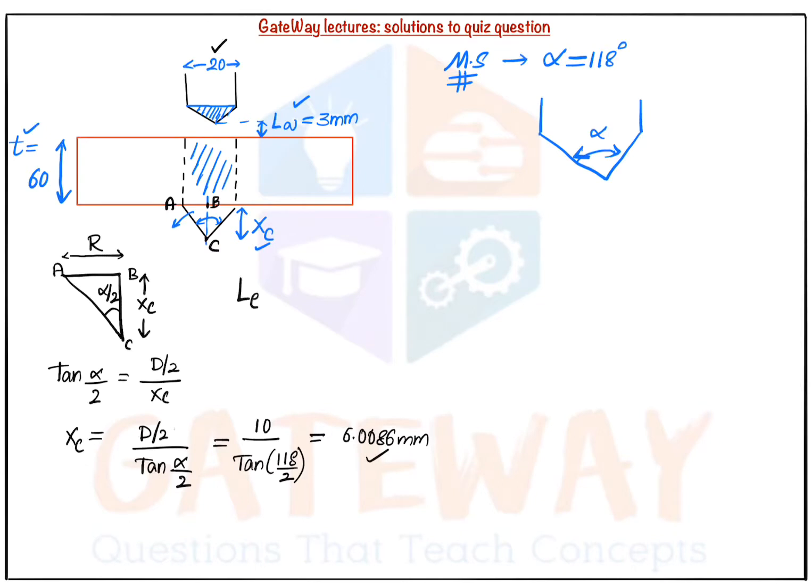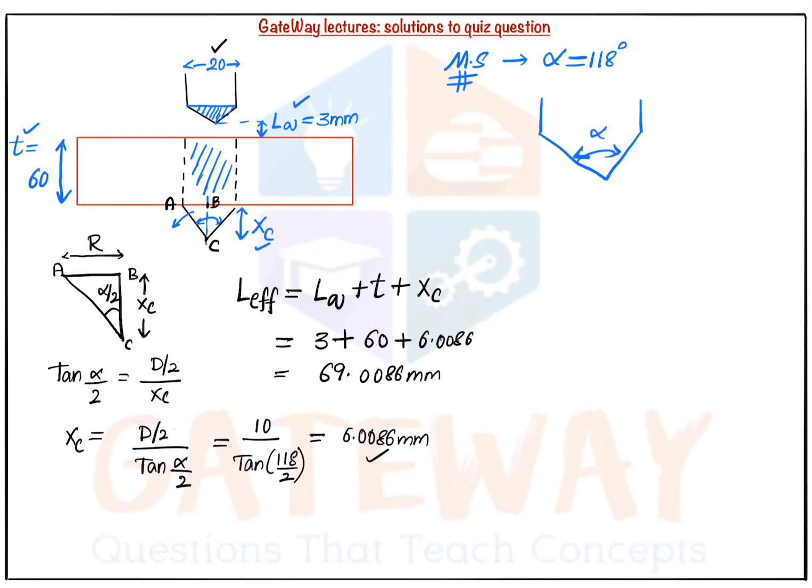Now we need to calculate the total effective length over which the machining operation is performed. Initially we have taken some approach, and we also drilled the complete thickness, plus we moved by a distance of XC. This is our effective length for machining. Approach was given as 3 mm, thickness of the workpiece is 60 mm, and the compulsory approach is 6.0086 mm. So L effective is 69.0086 mm. That was finished.